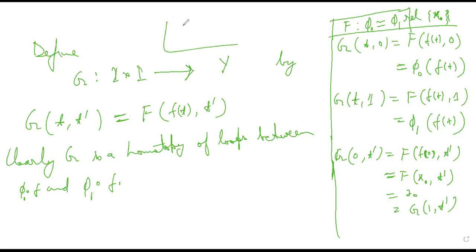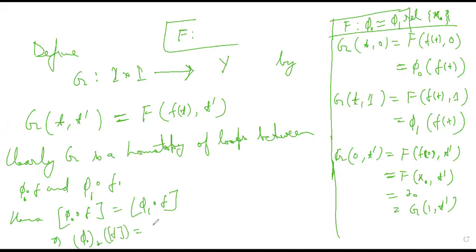So you should remember that we have taken a homotopy between phi naught and phi 1, and because phi naught and phi 1 are maps between (X, x naught) and (Y, y naught), we have to consider capital F to be a homotopy relative to x naught. So we have this. Hence, the class of phi naught composed F equals the class of phi 1 composed F. This implies phi naught star applied over F equals phi 1 star applied over this class.